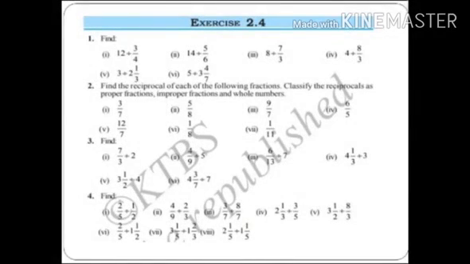The last one is exercise 2.4. Here there are sums based on the division method. So I have given you 3 types of exercise today, children. One is multiplication, second is multiplication of 2 fractions, and the third is division in fractions. So if you solve this, in the next session we will directly move on to decimals.